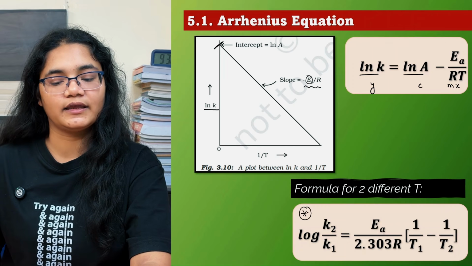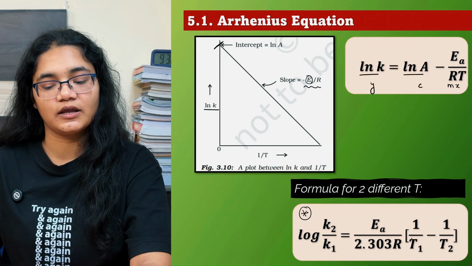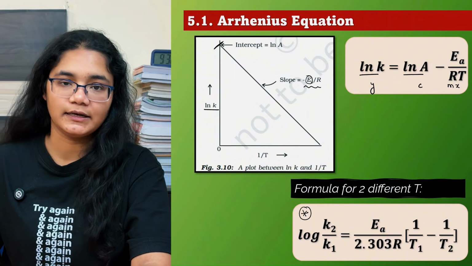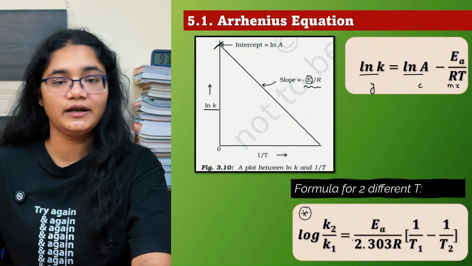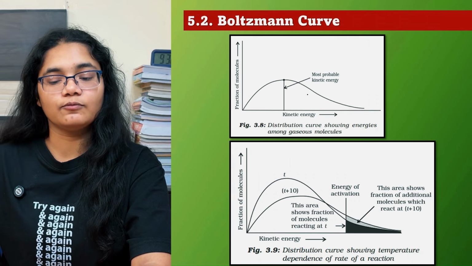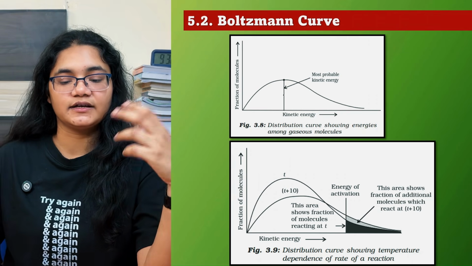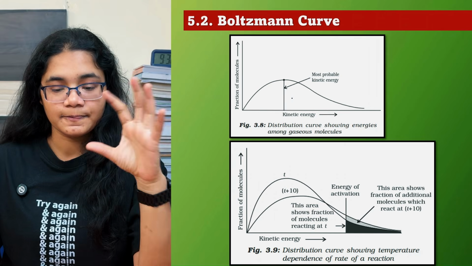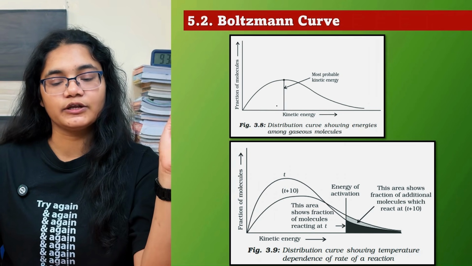Log of k2 by k1 is equal to Ea by 2.303 R into 1 by T1 minus 1 by T2. This is the formula for two different temperatures. Next, we'll talk about the Boltzmann curve. The Boltzmann curve gives us the distribution of the fraction of molecules and their energy.